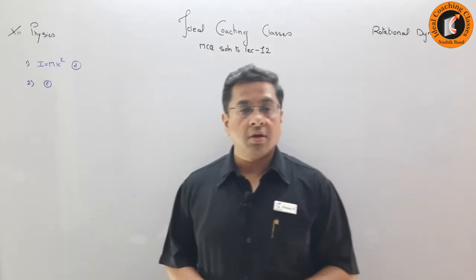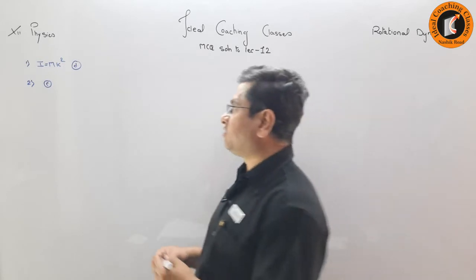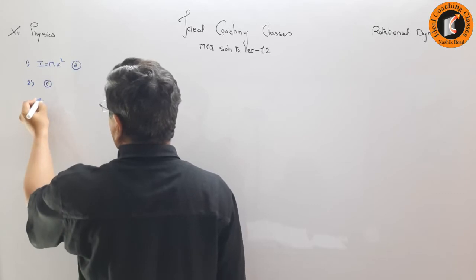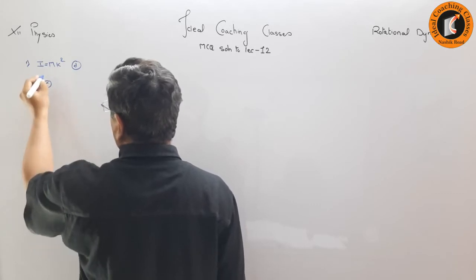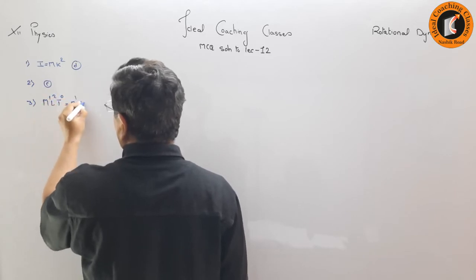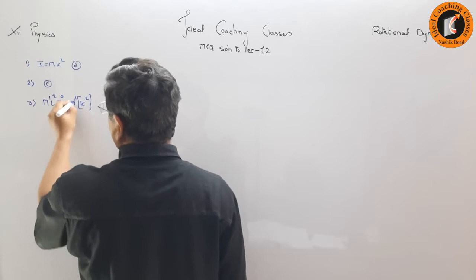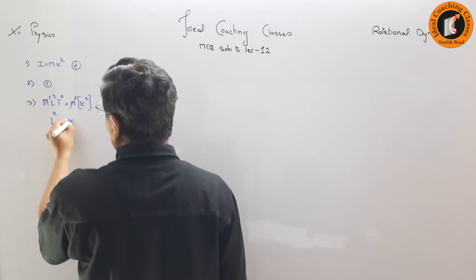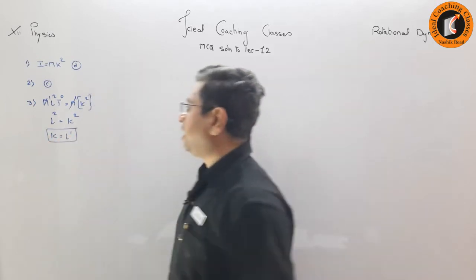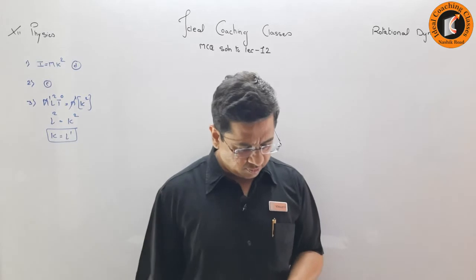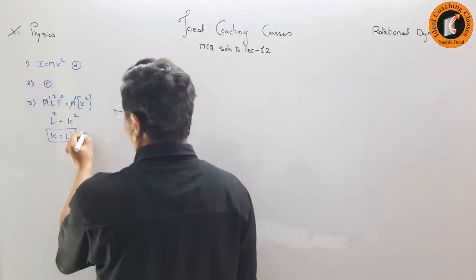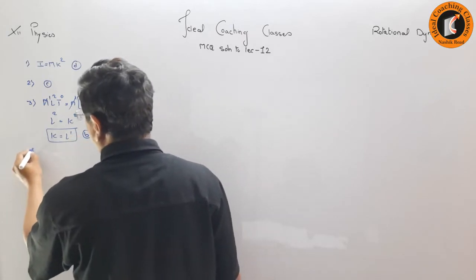Third question: what are the dimensions of radius of gyration? Substituting the dimensions of I, M1 L2 T0, equal to M1 and k square. So M gets cancelled. L raised to the power 2 is k raised to the power 2, and the dimensions of k are L raised to the power 1. The answer is B, second option.